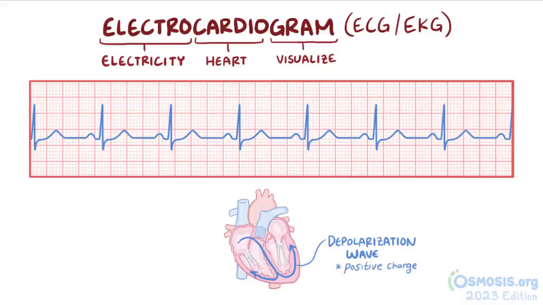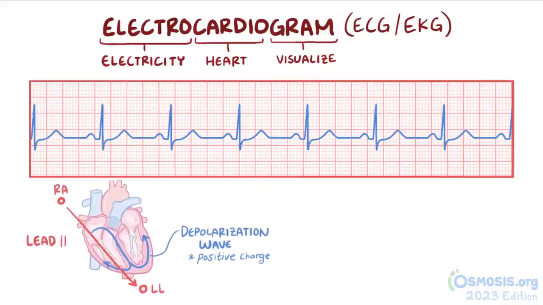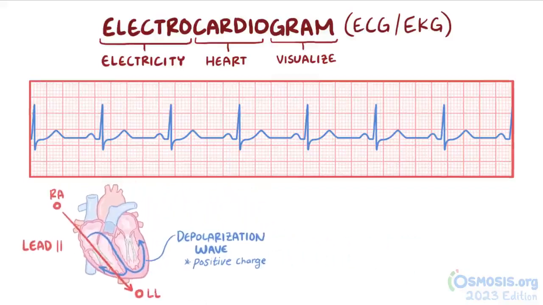This particular set of electrodes is called lead 2, for example, with one electrode on the right arm and the other on the left leg. So essentially, when the wave's moving toward the left leg electrode, you get a positive deflection, like this big positive deflection corresponding to the wave moving down the septum.